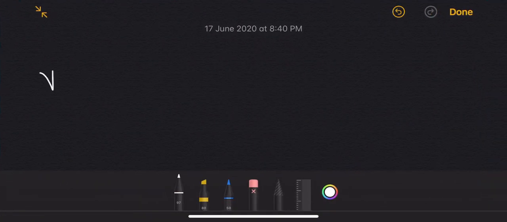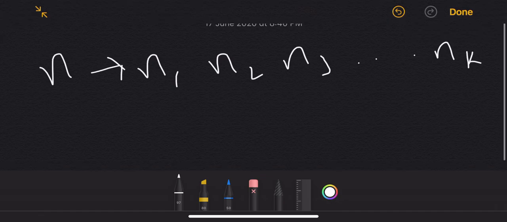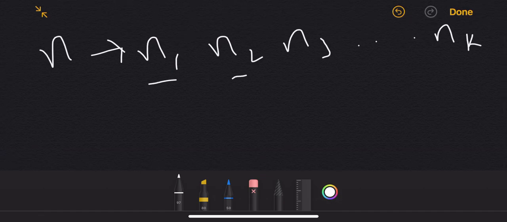We will be given a number n and we have to split the number into multiple numbers n1, n2, n3 and so on, like nk. We can split into as many numbers as we want. The first condition is all these numbers n1, n2, n3 and so on nk should be perfect squares, and the second condition is this k should be minimal, which means we have to split the number n into the minimum number of perfect squares.